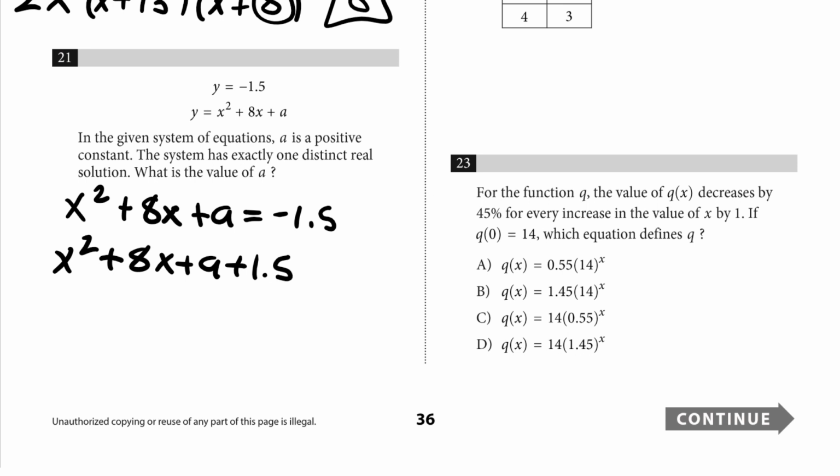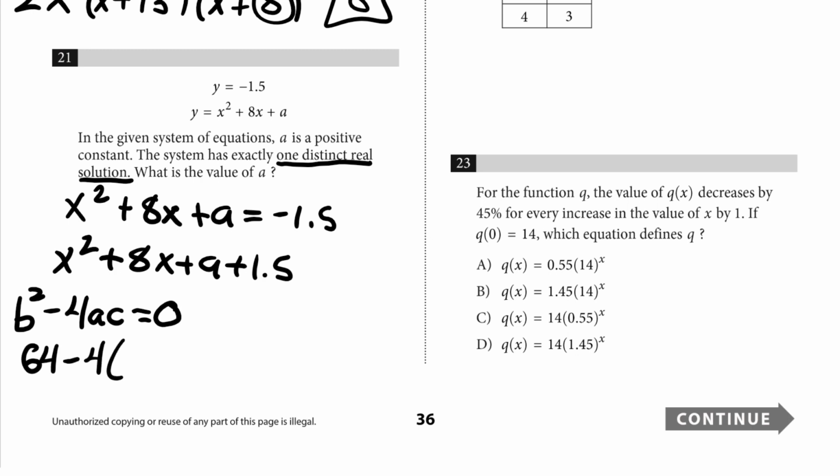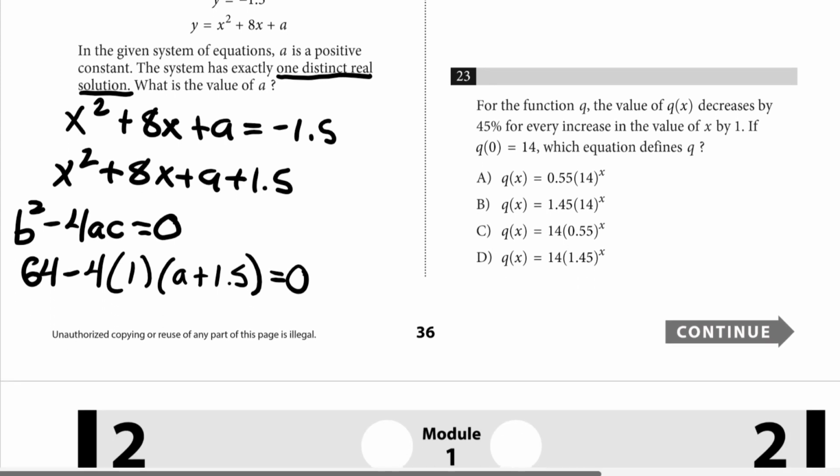And then we're going to use the equation for the discriminant to figure out what the value of a needs to be in order for there to be exactly one solution. The discriminant formula is b squared minus 4 times a times c. And in order for there to be one distinct real solution, this has to be equal to 0. b squared is 8 squared, 64, minus 4 times 1 times a plus 1.5. And this has to be equal to 0.